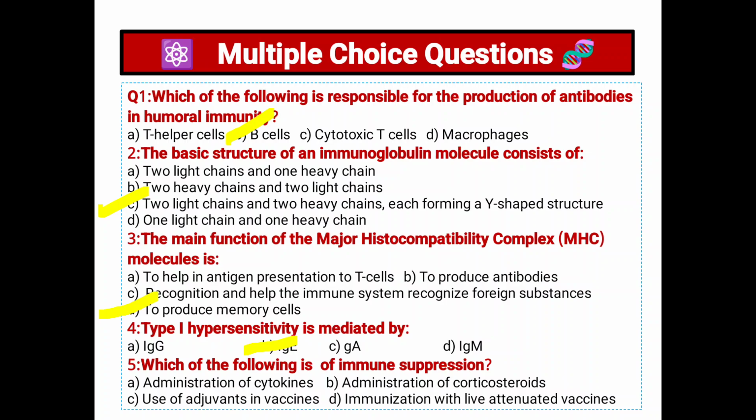So use of adjuvant in vaccine. Vaccine is a stimulatory immune system, and that is not the correct answer. Option C and D are eliminated. And administration of corticosteroid is the correct answer. It can suppress the immune system, reduce the performance of immune system. That is the role of steroids.